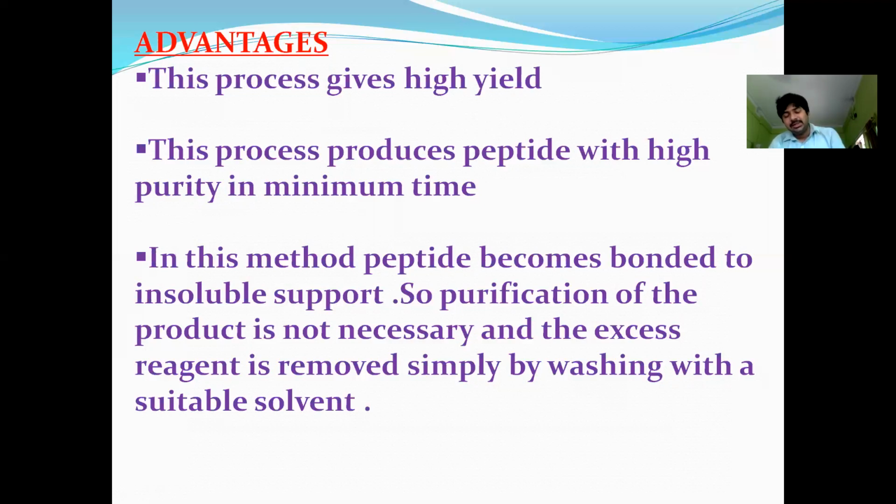So in this process, a high yield, that is a large amount of peptide, is produced. The peptide is highly pure and is produced in minimum time. So this process gives a high yield of peptide, and the peptide is produced with high purity and in less time.